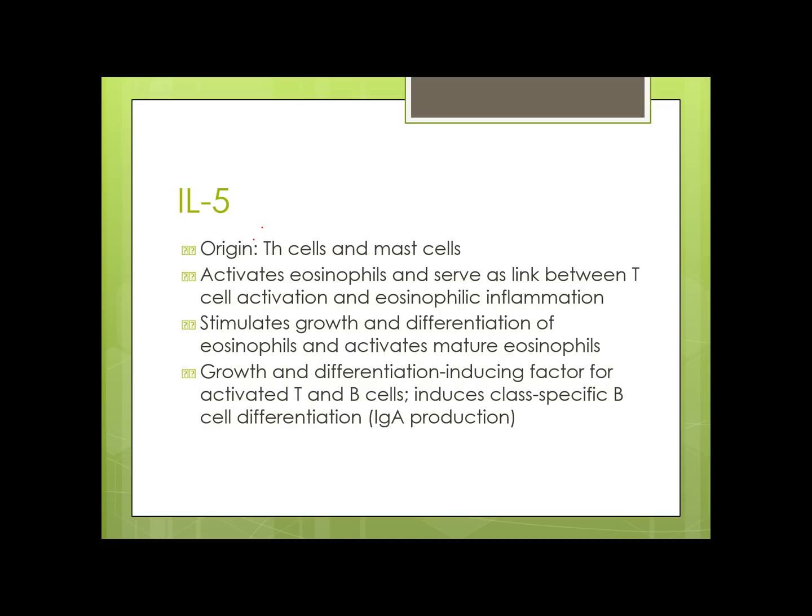Then we have your interleukin 5. The origin is T helper cells and your mast cells. It activates eosinophils and would serve as link between T cell activation and eosinophilic inflammation. It would stimulate growth and differentiation of eosinophils and activates mature eosinophils. Growth and differentiation inducing factor for activated T and B cells, would induce class specific B cell differentiation involved in IgA production. Class is to be specific.